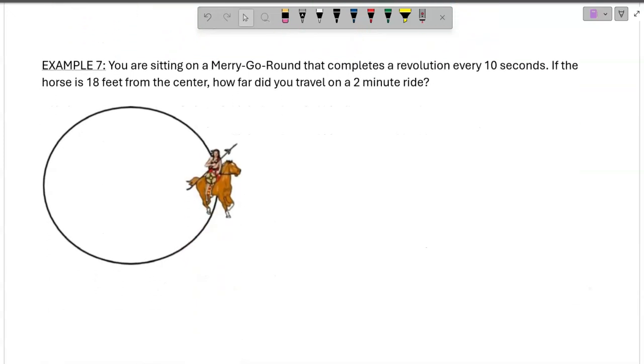Here's our last example, and this is actually one I think I would like you to try. There's a couple little challenging pieces in here, but I want you to pause the video and give this problem a try, and then we'll come back in a moment to finish it up.